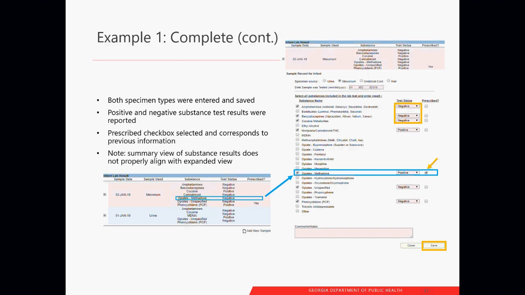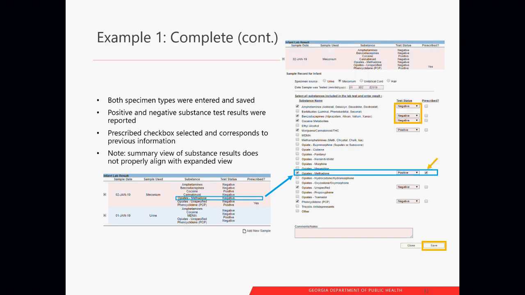For this example, I just want to call your attention to positive and negative results being entered. More than one specimen type was entered and saved. The prescribed box was checked, and that information corresponded to information entered previously, which is that the mom was prescribed methadone as part of her MAT treatment.